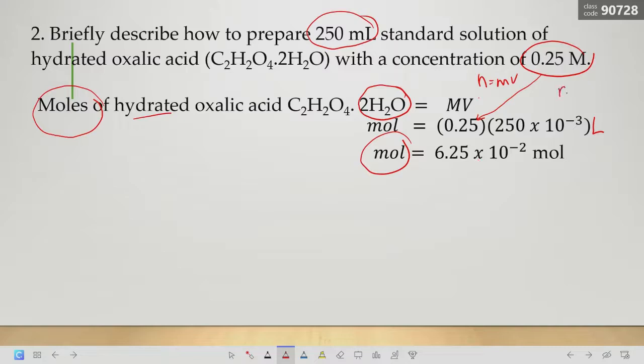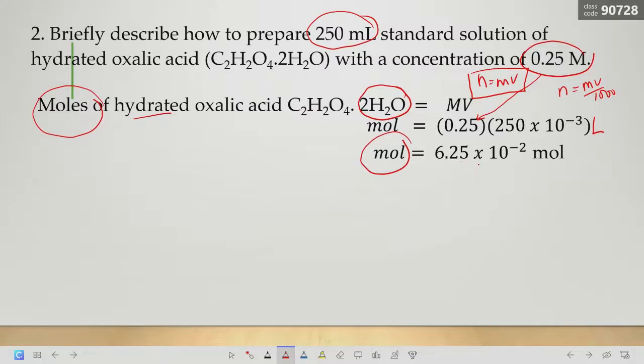Ada certain student dia buat n equals MV over 1000. Okay, tak ada masalah, tapi you kena tahu kenapa kita bahagi 1000, sebab kita nak tukarkan dia kepada liter. So basically the formula is like this, n equals MV. So mole is equal to 6.25 times 10 to the power of negative 2 mole.